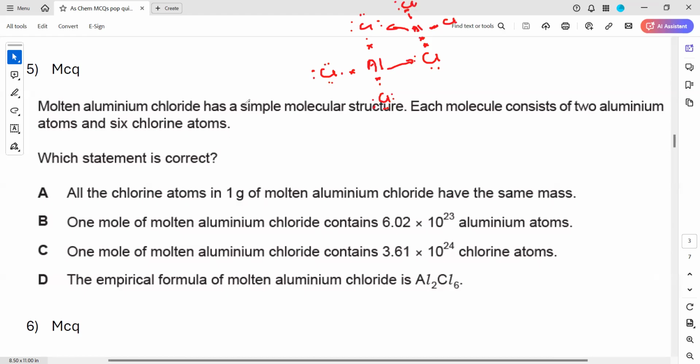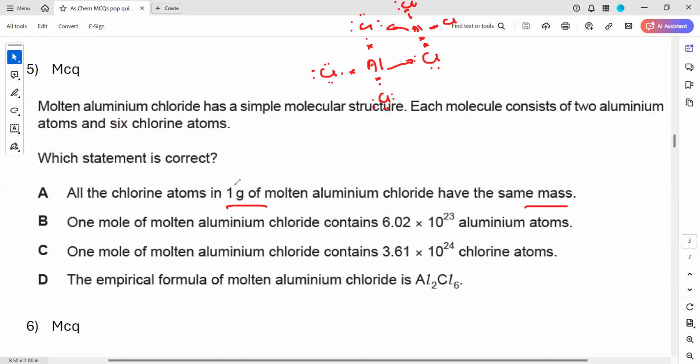Now, for molten aluminium chloride, which statement is correct? So we have to check the statements to find the right one. All chlorine atoms in 1 gram of molten aluminium chloride have the same mass.